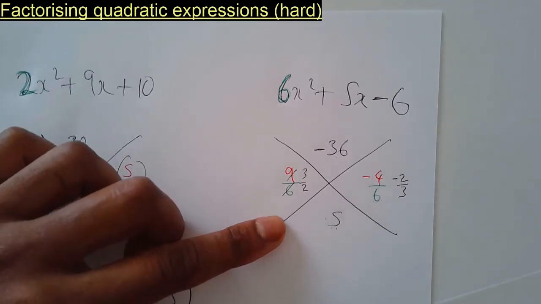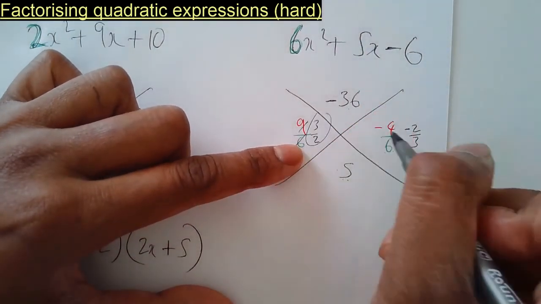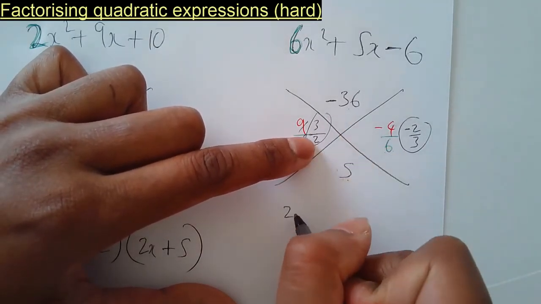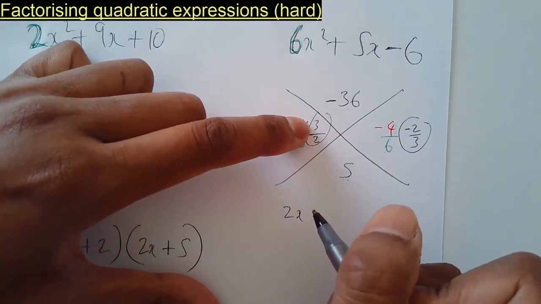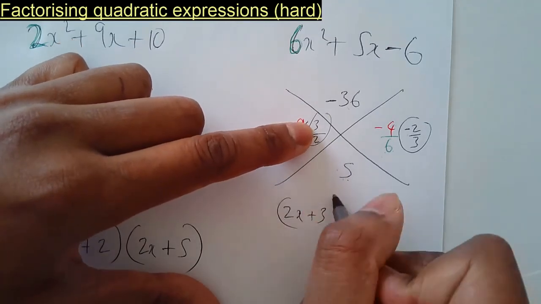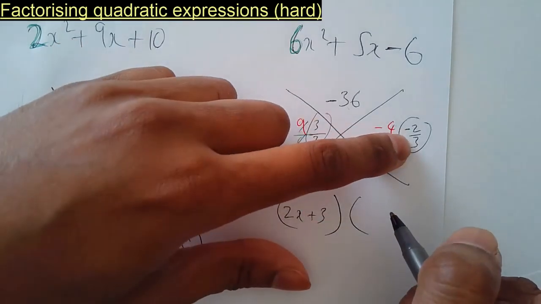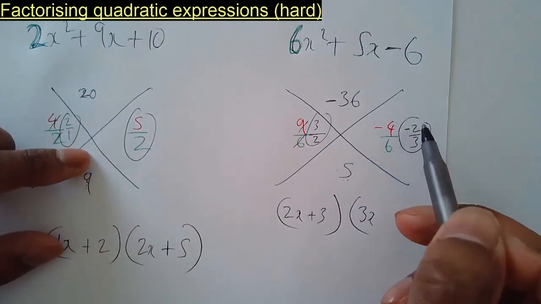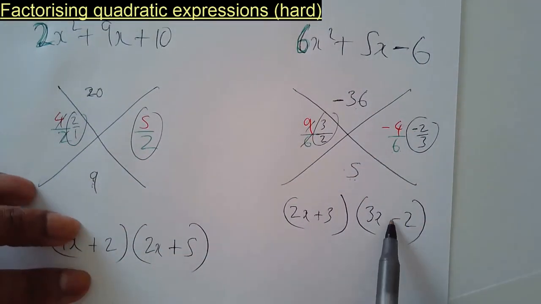Now, to get the answer, look at the fractions. Look at the bottom number. Start with the bottom one. The 2 is actually a 2x. And that 3 at the top is just a positive 3. That there, that bottom number there, 3, treat it as a 3x, and that is negative 2. And if you expand this, you should get that.